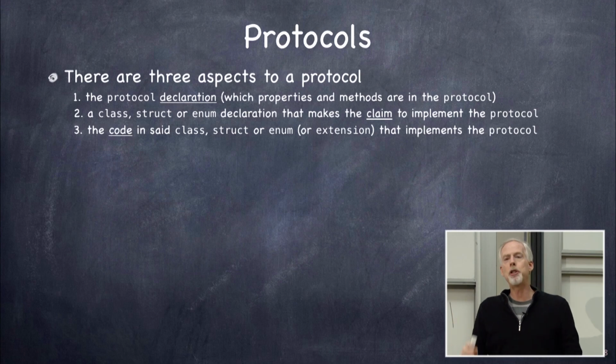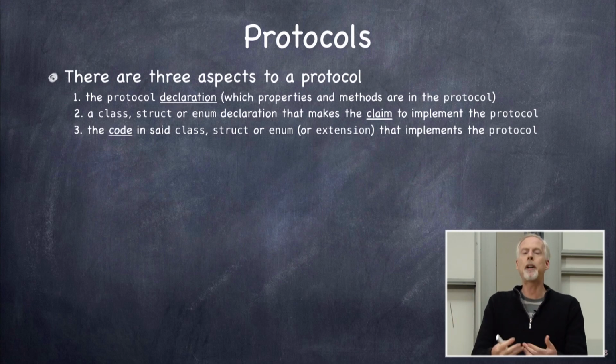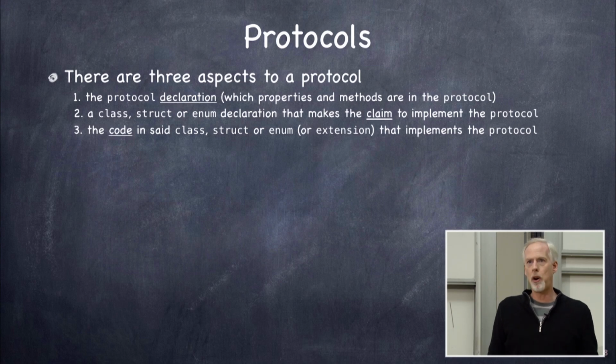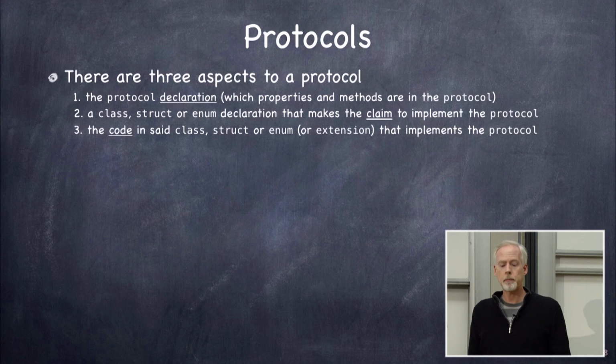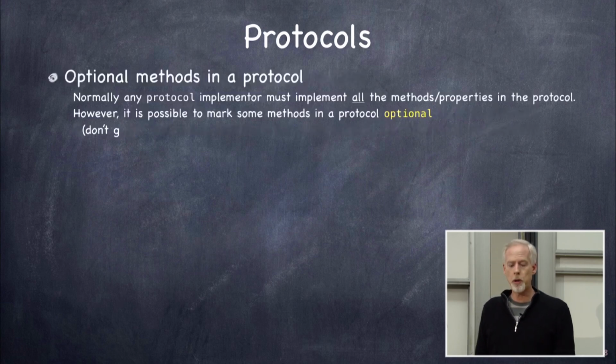And then the third part is the code in those classes, structs, and enums that actually implements the protocol methods and vars. Okay? So notice I'm mentioning vars. The vars, the storage of the vars, if they're not computed vars, has to be in some struct, enum, or class, because that's the only place you can have any storage, right? Okay, so that's it. Those are the three parts to a protocol.